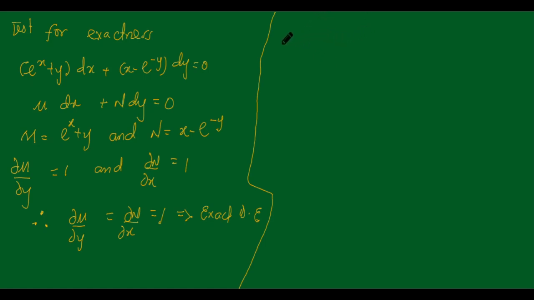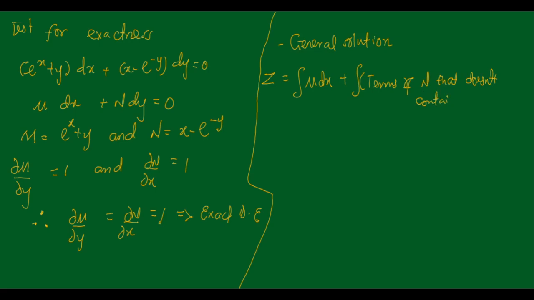So after doing that, we need to obtain the general solution. Recall in the last video, I said we could fuse steps 2 and 3 together as a single step. So that's what we are going to be doing here. The general solution is of the form integral of M with respect to x plus the integral of the terms of N that don't contain x with respect to y, and this becomes a constant.